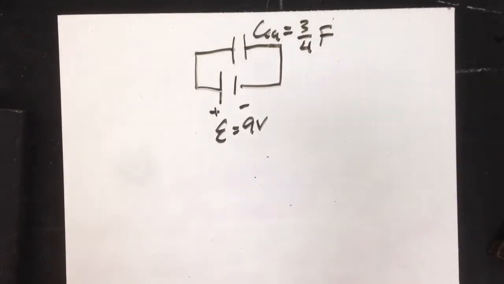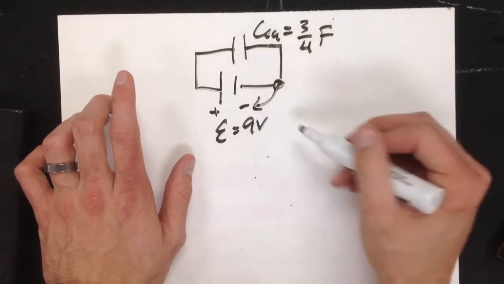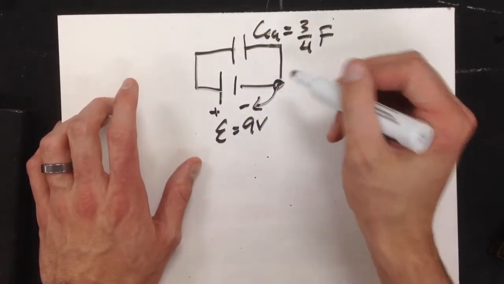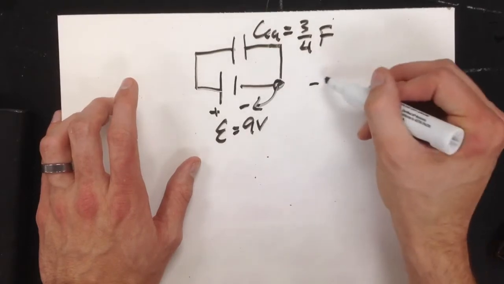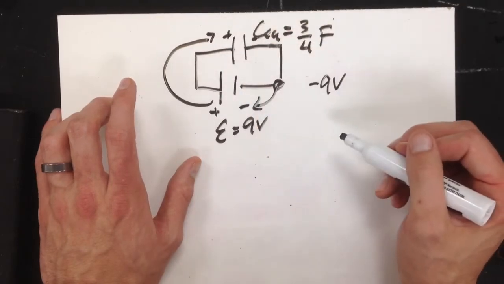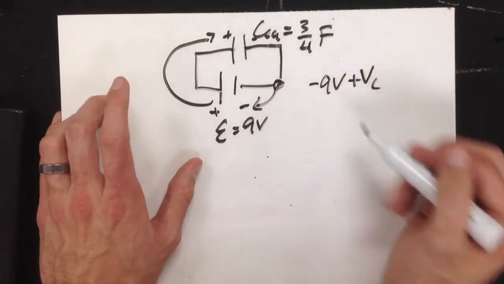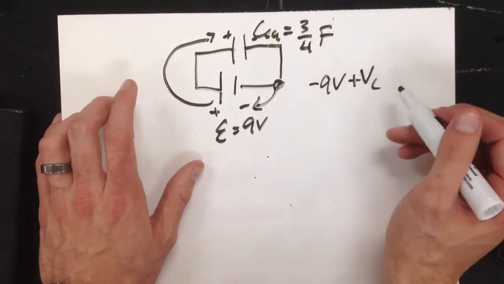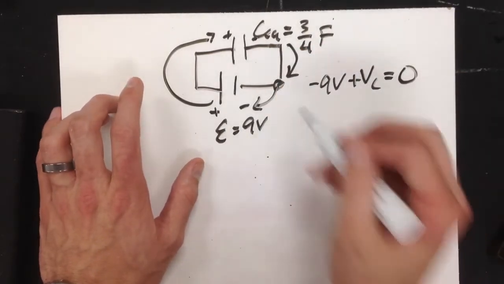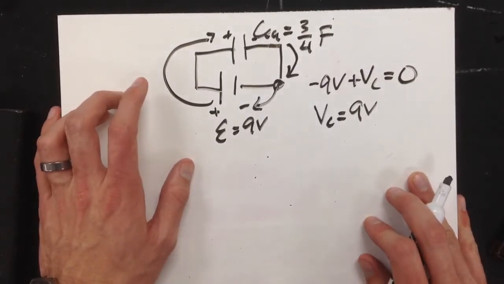Well, if we utilize the loop rule, and I start down here, I come across this negative 9-volt terminal. The loop rule says if I make it all the way around, then I need to end up with no voltage. So I first hit -9, then I go around, and I hit the positive side of my capacitor. I don't know what its voltage is, but I know it has some voltage. I'll just call it VC. Well, then I end up back where I start, which means it equals 0, which means the voltage across my equivalent capacitor is 9 volts.